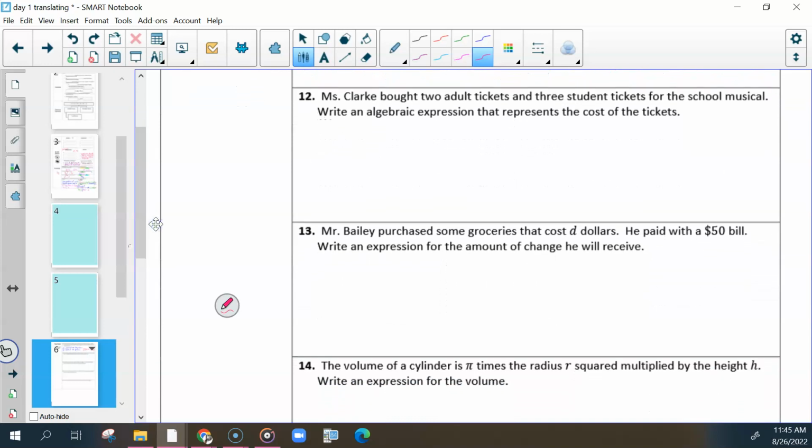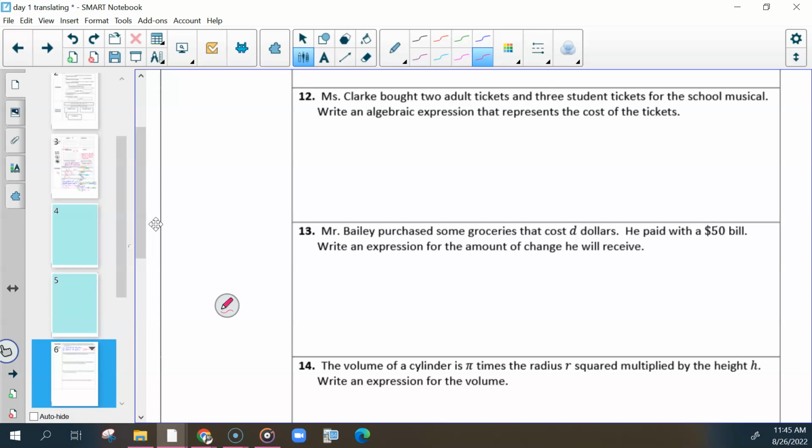Going down to 13, read that with me. Mr. Bailey purchased some groceries that cost $3. He paid with a $50 bill. Write an expression for the amount of change he will receive.